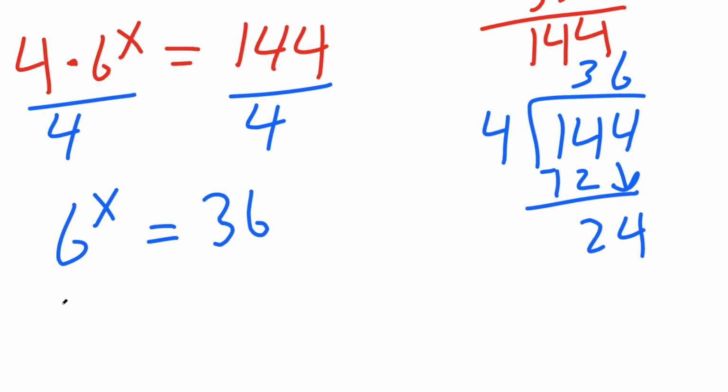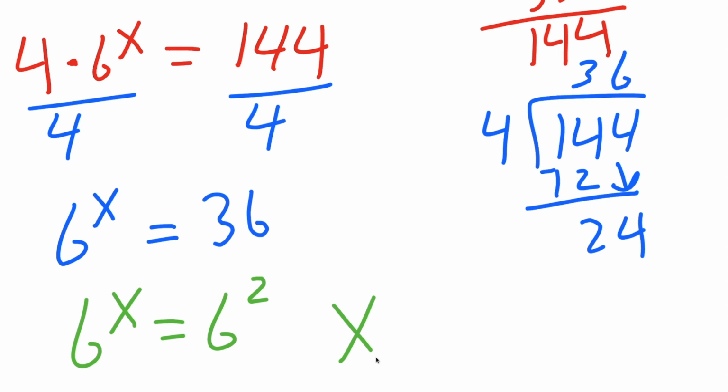Now we're almost done. We need to make the base the same. This one is 6, this one is 36, so let's change it. So 6 raised to x is equal to 6 raised to 2 is 36. So now they're identical. The only difference is the exponent. This one is raised to x, this one is raised to 2. And if they're equal, then the exponent must be the same. So x is equal to 2. We can box in this answer.